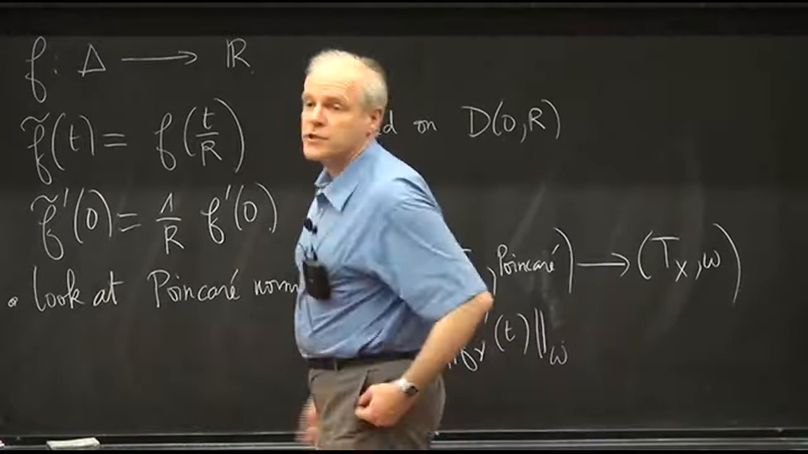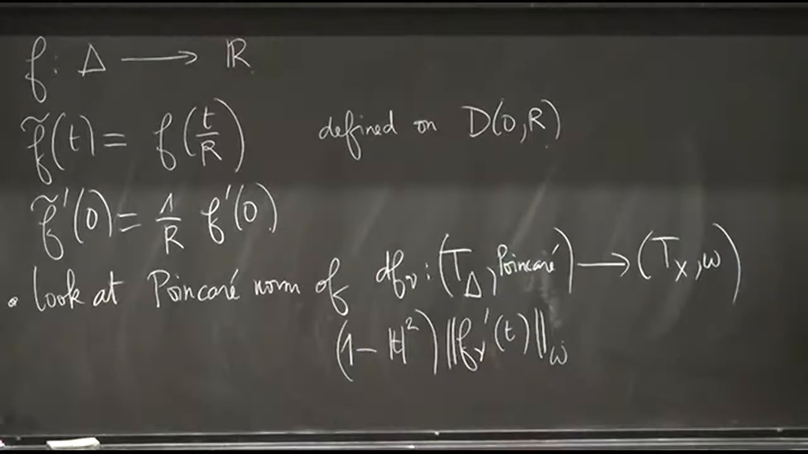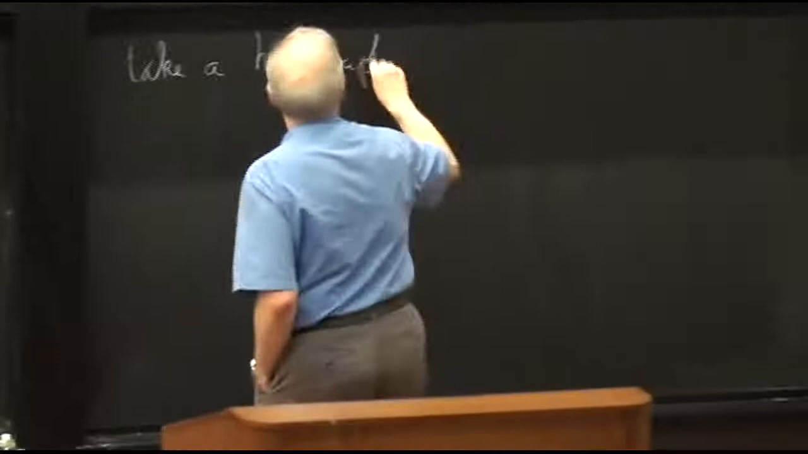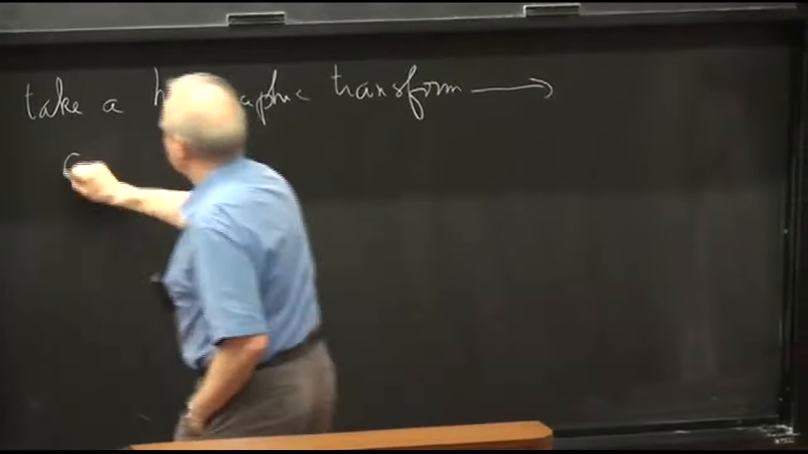So you can take a homography in such a way that the maximum is achieved at zero. So take the homography transform, and then you can assume that this is maximum at zero.